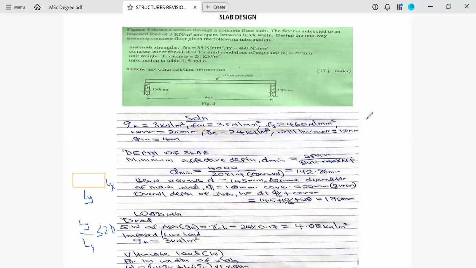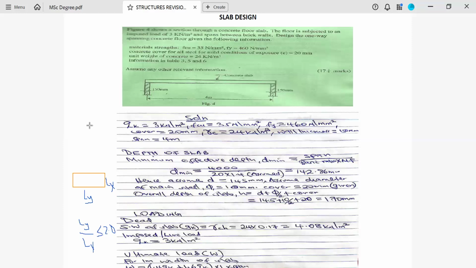Maybe just a quick recap: for a slab, in terms of support, I mean the distribution of load, we have a one-way and two-way slab. How do you know it is a one-way slab? Now, a slab has two dimensions. The longer dimension we call Ly, the shorter dimension we call Lx. When you compute the ratio of Ly over Lx and get a value greater than 2, we say it is a one-way slab. But when you compute the ratio Ly over Lx and you get a value less than 2, we say it is a two-way slab.